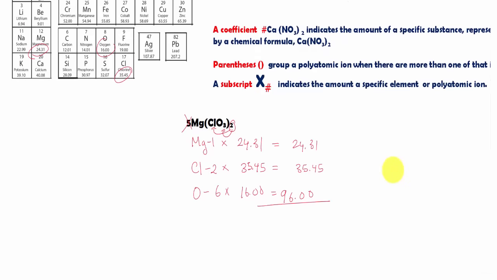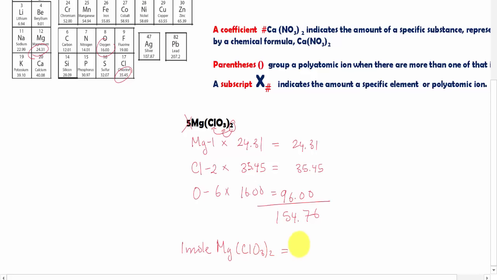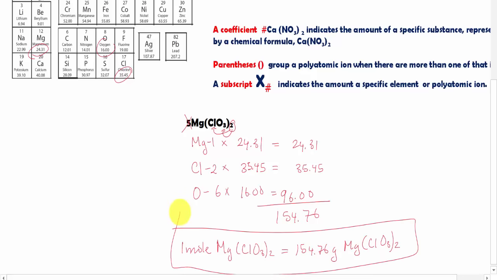And then again, we find the total, which gives us 154.76 grams. And let's express this as a conversion factor. We have 1 mole of a substance, in this case Mg(ClO3)2, equal to 154.76 grams of this substance. And this is our molar mass.